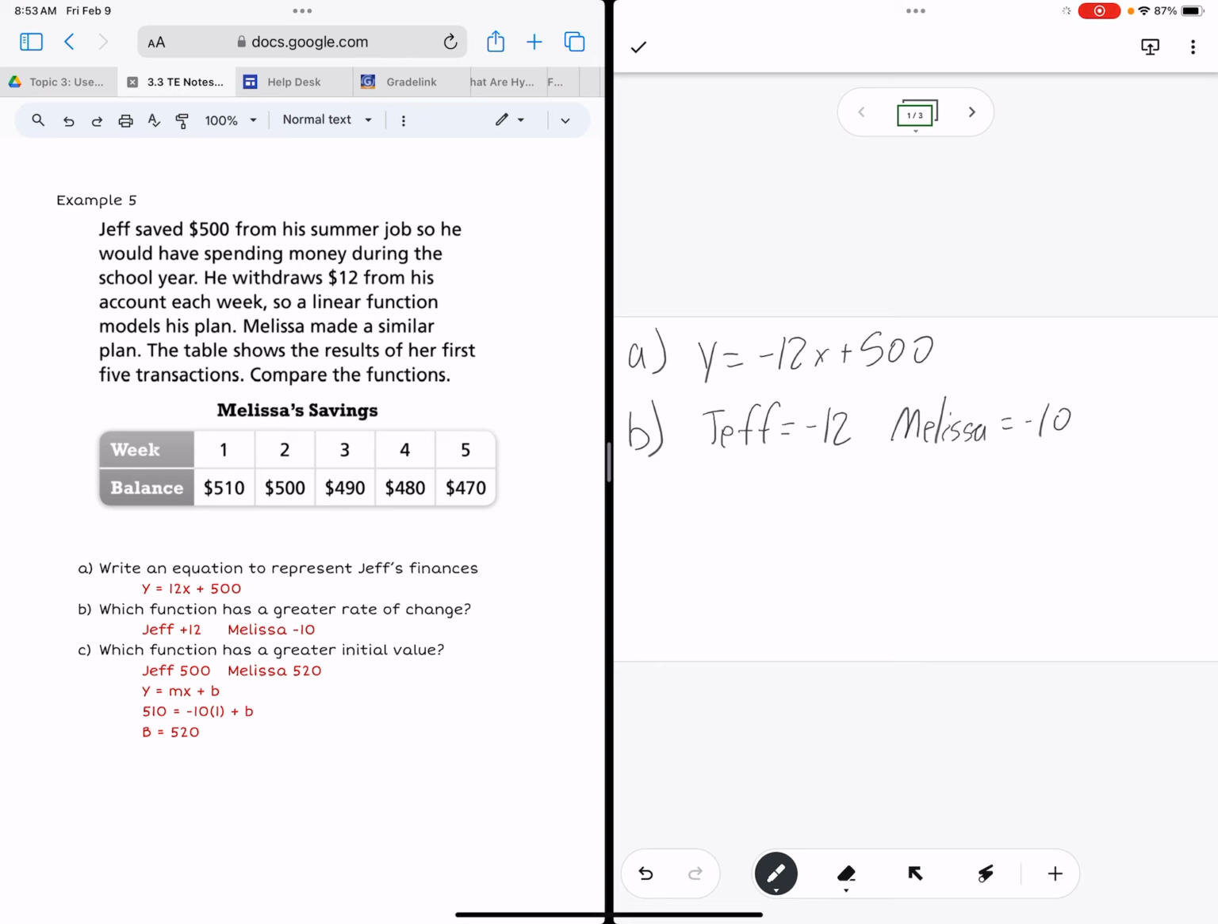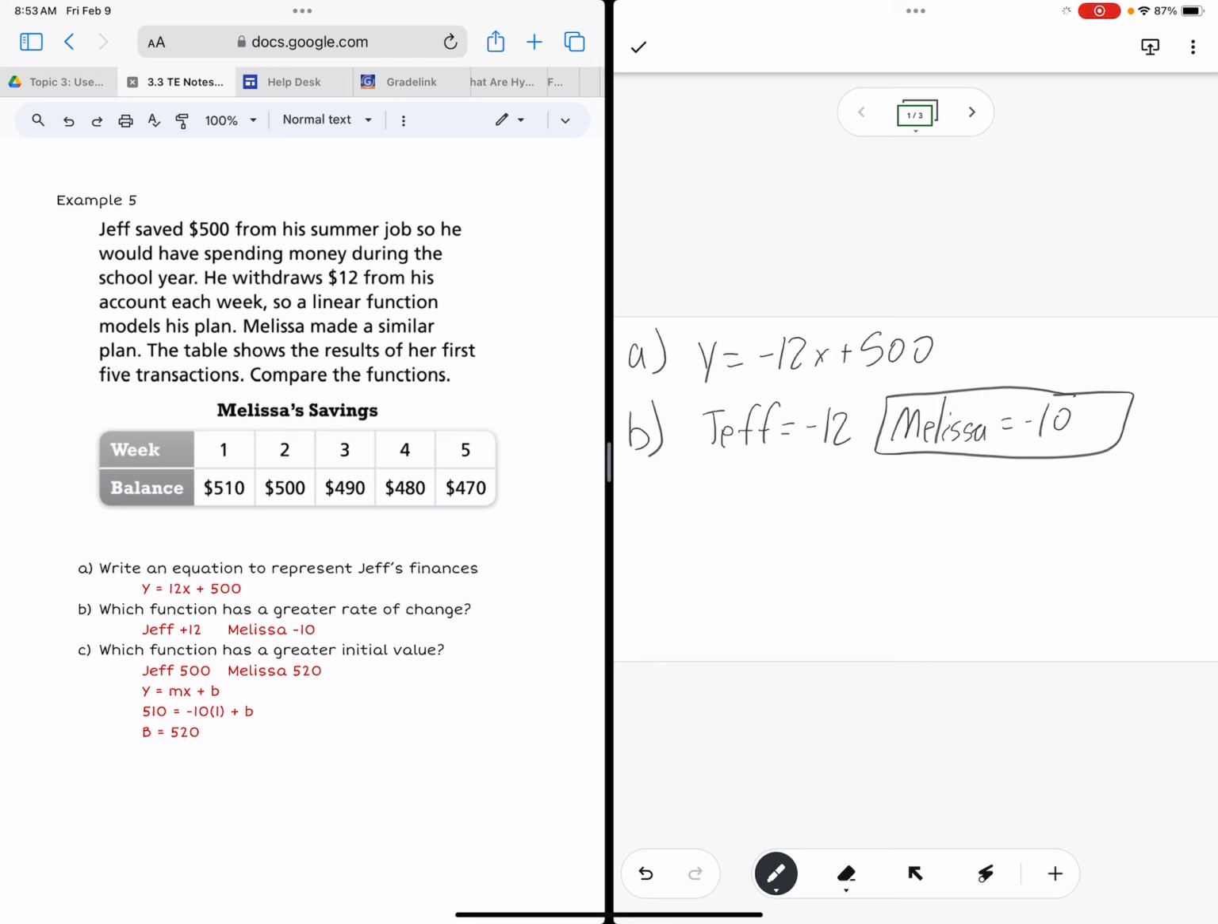Let me rephrase the question. Who spends more a week? Jeff. And if you were to get technical, what number is greater? Negative 10 or negative 12? Negative 10 is greater. So let's just stick with what the question asked. It is technically Melissa because she spends less.